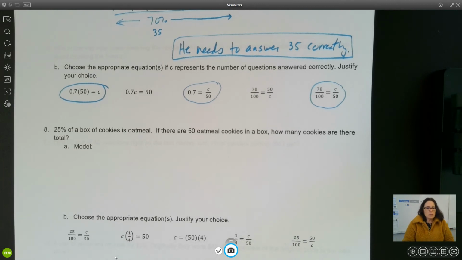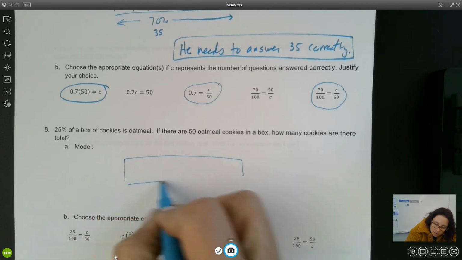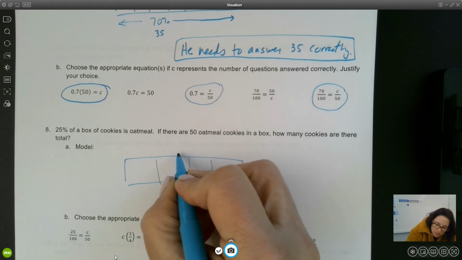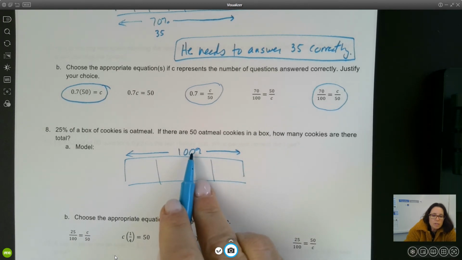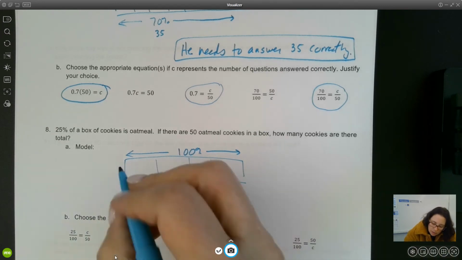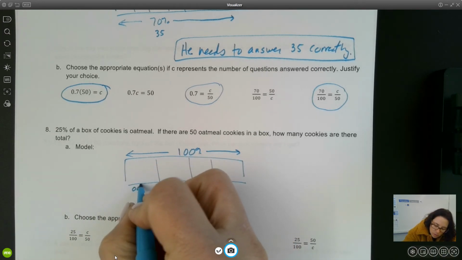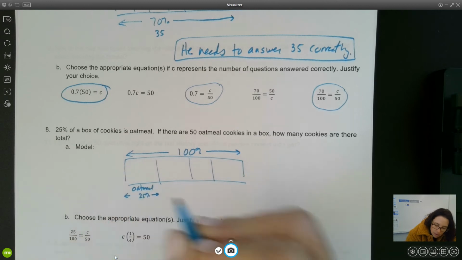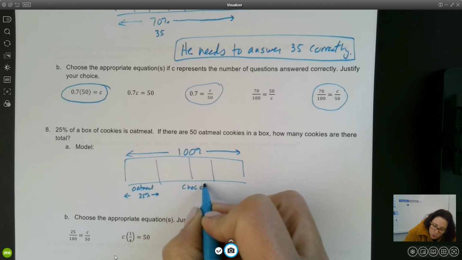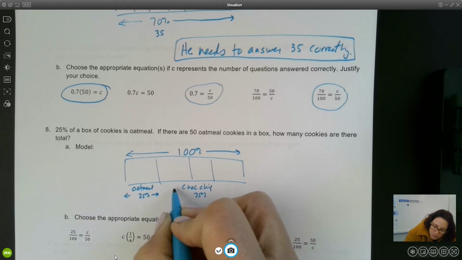25% of a box of cookies is oatmeal. If there are 50 oatmeal cookies in a box, how many cookies are there total? All right, so 25%. We need 4 boxes. This is going to be 100%, but we don't know how much the total box is. We know that 25% are oatmeal, and we know that chocolate chip is 75%.